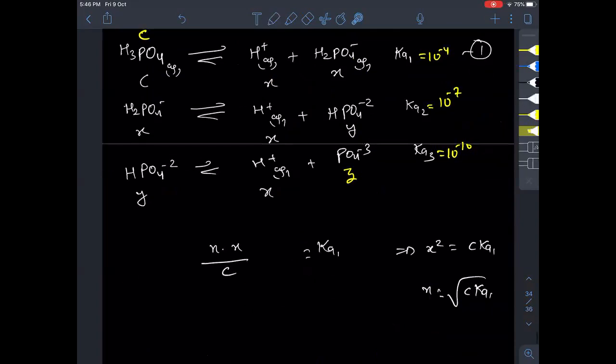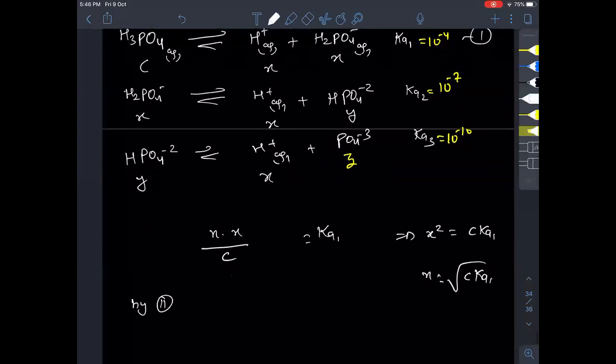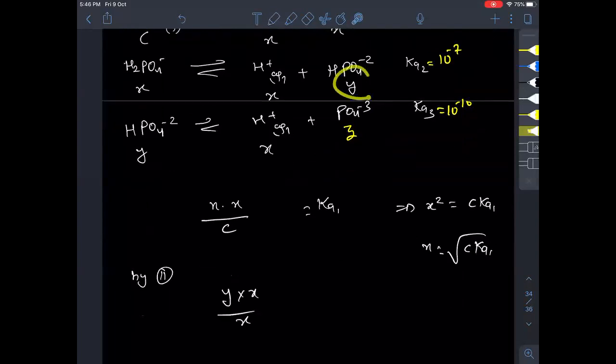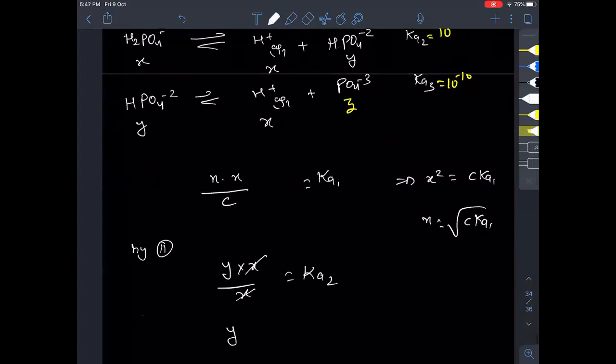Now suppose in the examination they are asking, I want the concentration of this also. I want the concentration of this also. Then it is simple, very easy. Now by second, what we can write? Y into x divided by x, this into this divided by this will be the equilibrium constant Ka2. Can you see this? The value of x and x will get cancelled out. Y is simply nothing but the HPO4 minus 2 concentration. That will be simply Ka2.